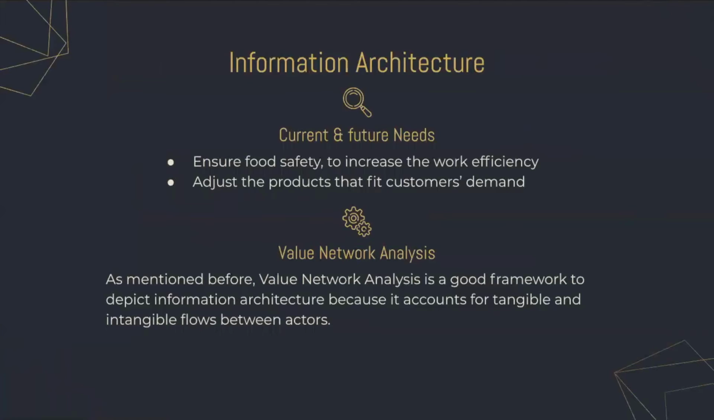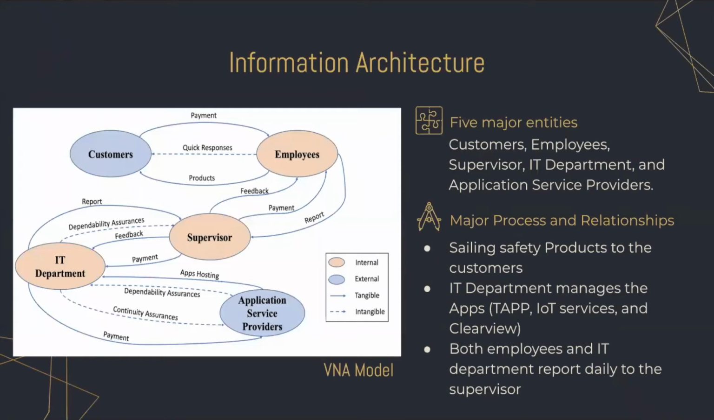The current needs of this company are to ensure food safety and to increase work efficiency. Furthermore, the company can adjust its products to fit customers' demand based on the information gathered from their behaviors. All of these are based on reliable data. Through analyzing members of an organization, value network analysis determines the relationship between business activities and the value network. Therefore, for this Tim Hortons to improve, it has 5 major information entities in the VNA model, which include customers, employees, supervisor, IT department, and the application service providers.